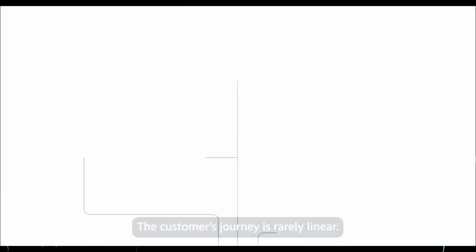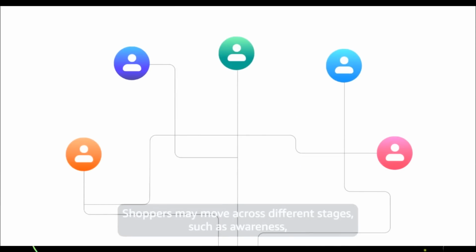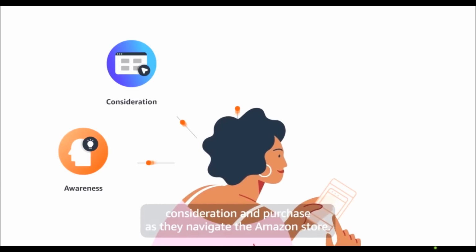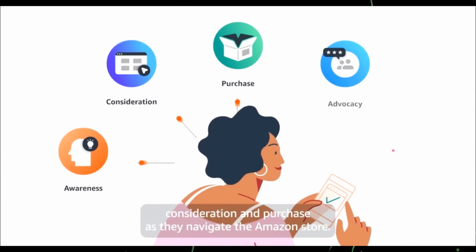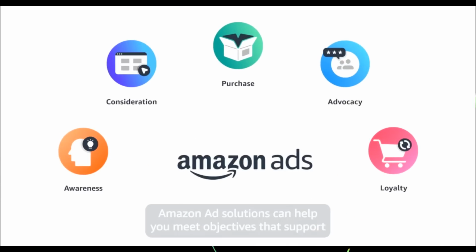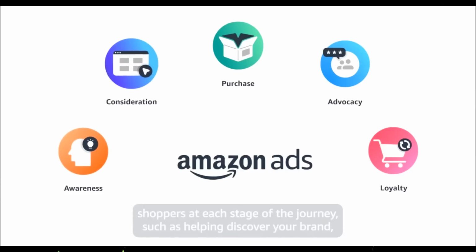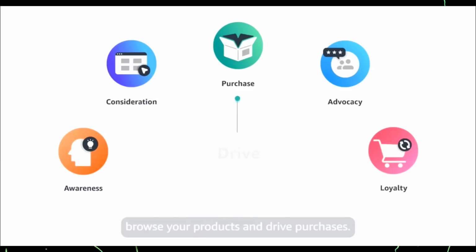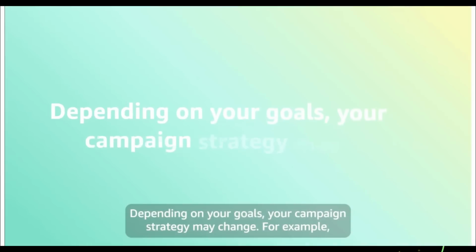The customer's journey is rarely linear. Shoppers may move across different stages, such as awareness, consideration, and purchase, as they navigate the Amazon store. Amazon Ad Solutions can help you meet objectives that support shoppers at each stage of the journey, such as helping discover your brand, browse your products, and drive purchases. Depending on your goals, your campaign strategy may change.